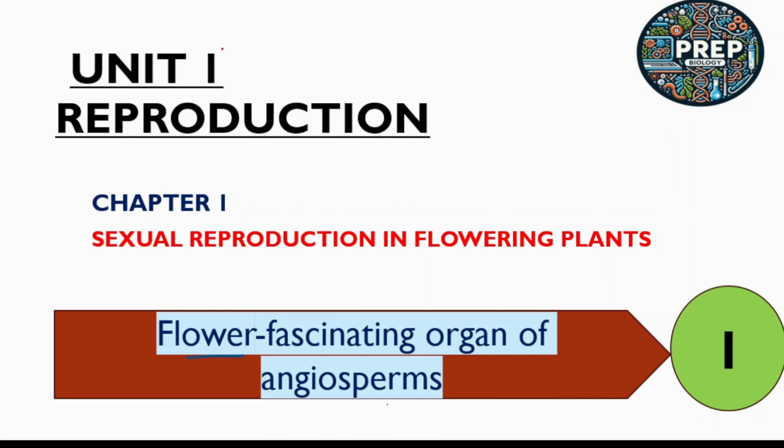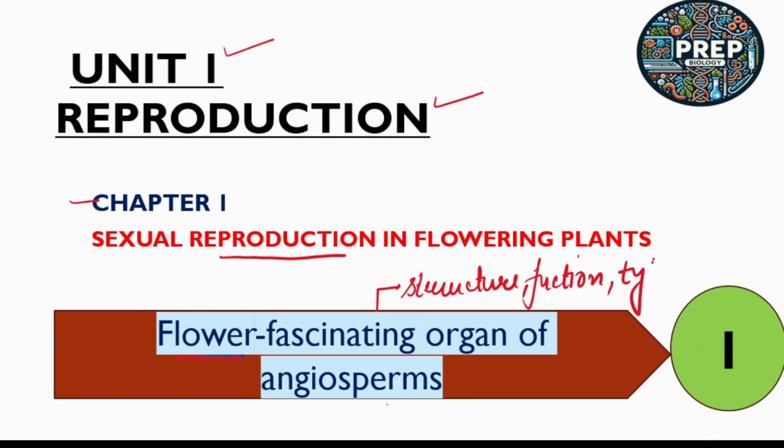Today we will start Unit 1 of Class 12th Biology, that is reproduction. In this unit, today we will start with chapter number 1, that is sexual reproduction in flowering plants. This is class 1 of this series. In this class, we will talk about the flower, that is a fascinating organ of angiosperms. We will understand the structure of the flower, the function of each part of the flower, and types of flower. So let's start with the lecture.